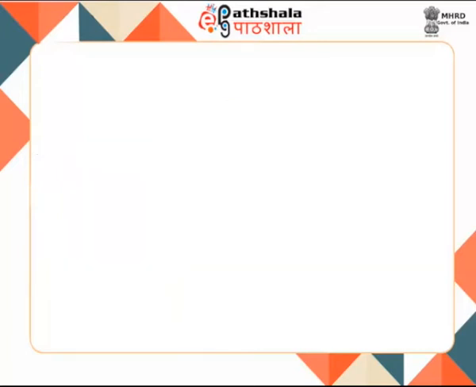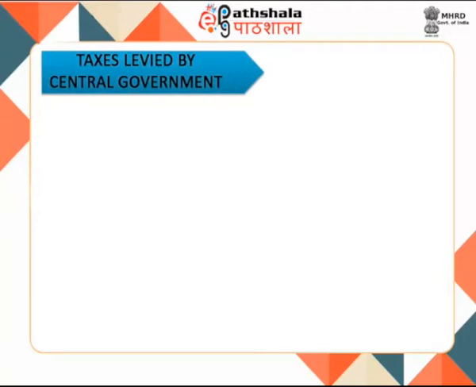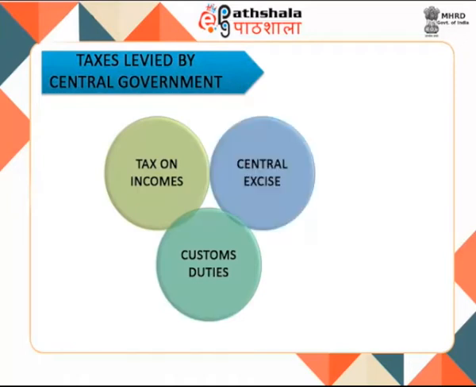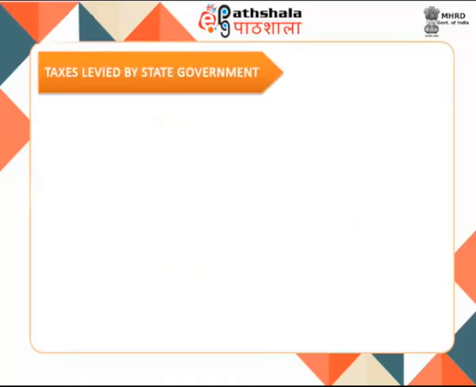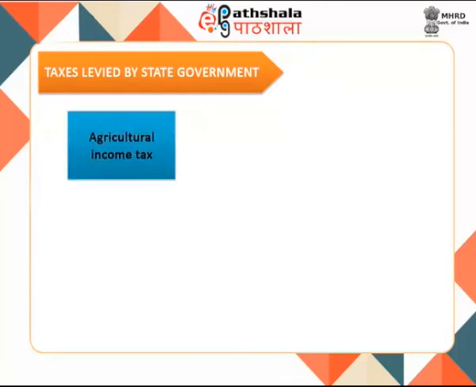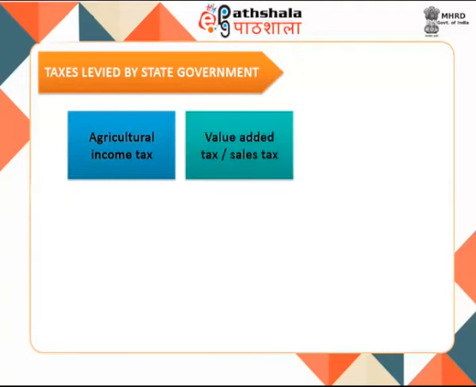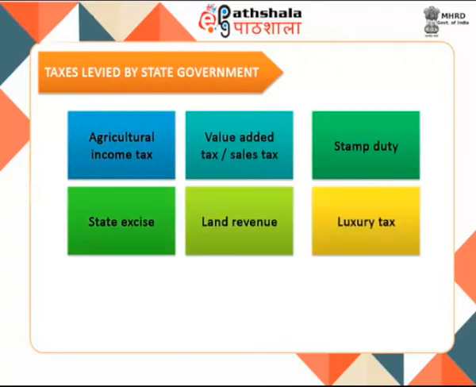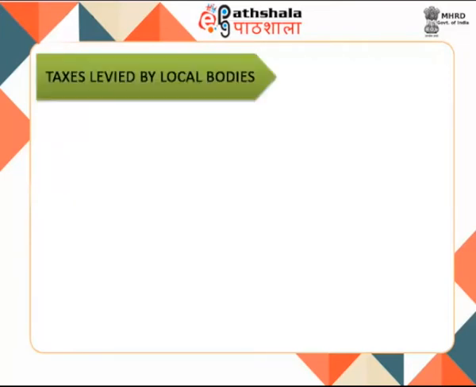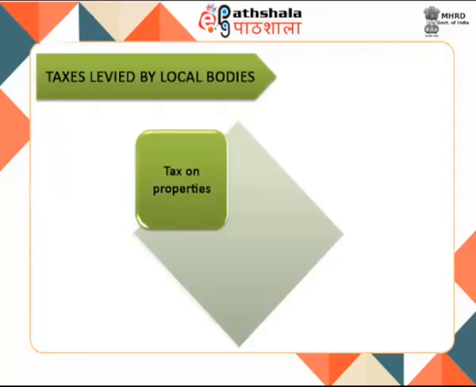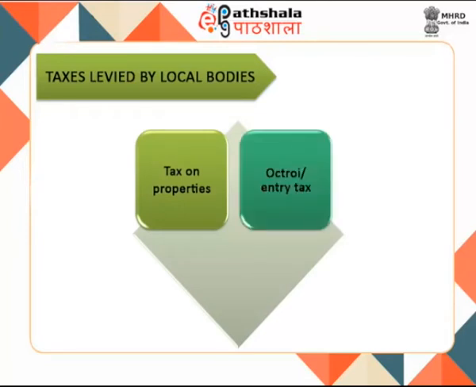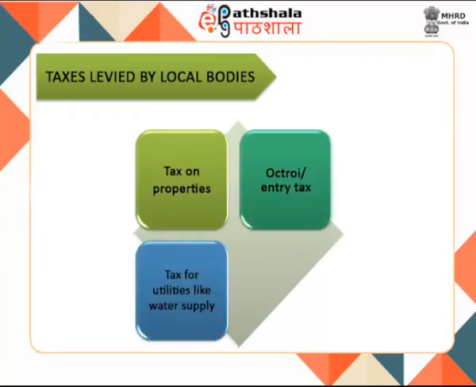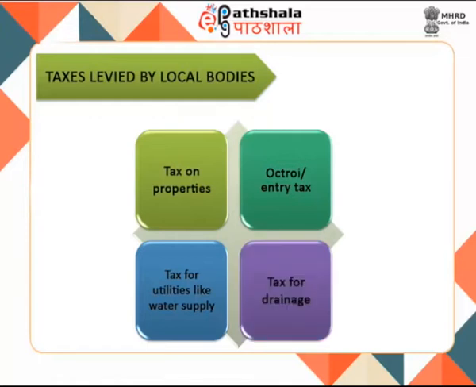In the federal system, the taxes levied by central government are tax on incomes, customs duties, central excise, and service tax. The state government levies agricultural income tax, income from plantations only, value-added tax, sales tax, stamp duty, state excise, land revenue, luxury tax, and tax on professions. The local bodies have the authority to levy tax on properties, octroi, entry tax, and tax for utilities like water supply, drainage, etc.